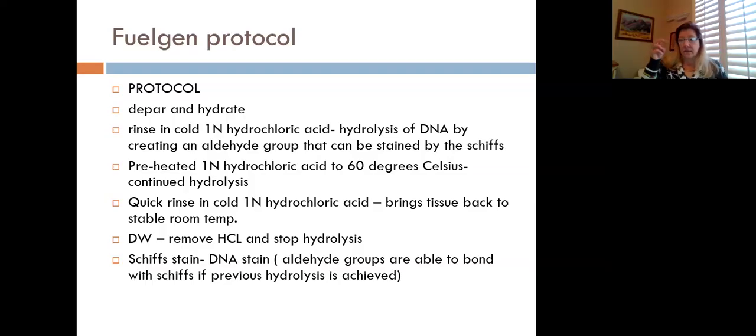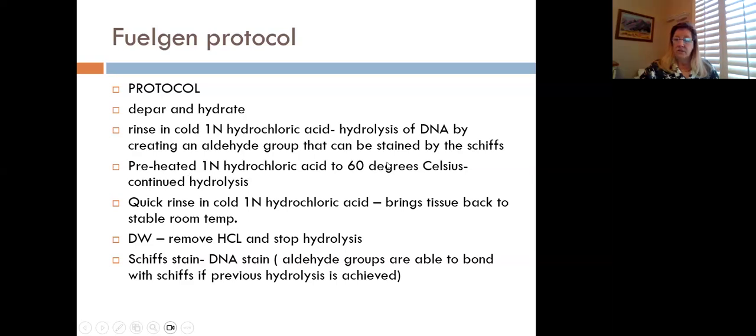Okay, that's the definition of this hydrolysis: we're actually molecularly creating an extra aldehyde on the molecule so that it can be stained on the DNA molecule with Schiff's. Okay, so we're creating another aldehyde. Now, Carson's going to tell you, you have to go into a 1-normal hydrochloric acid.